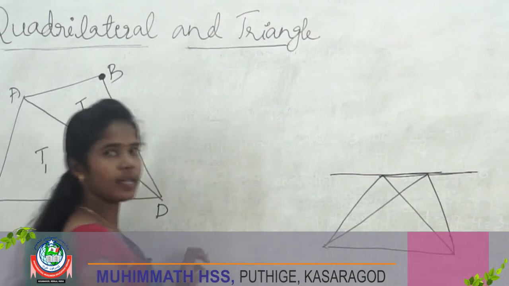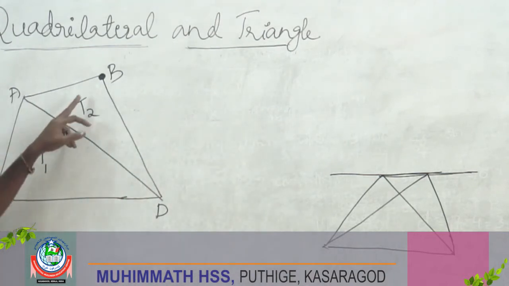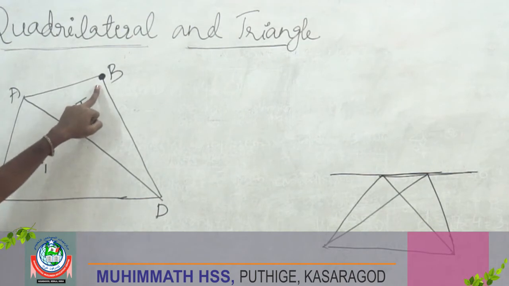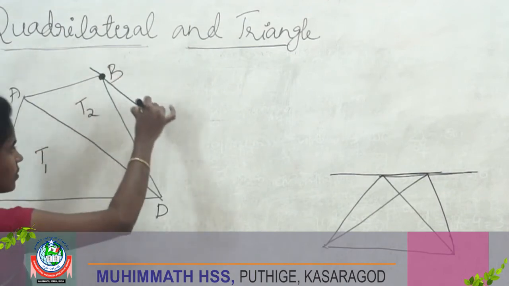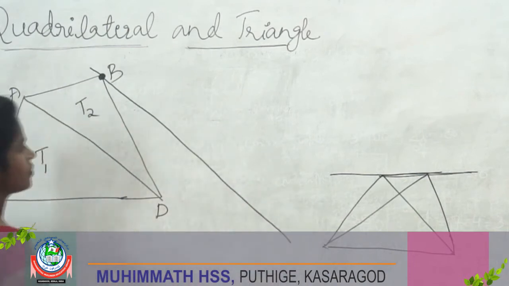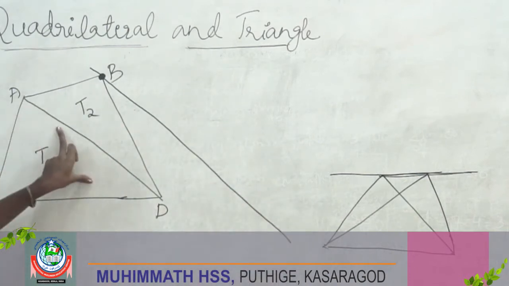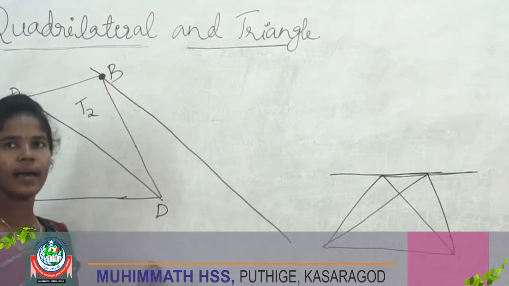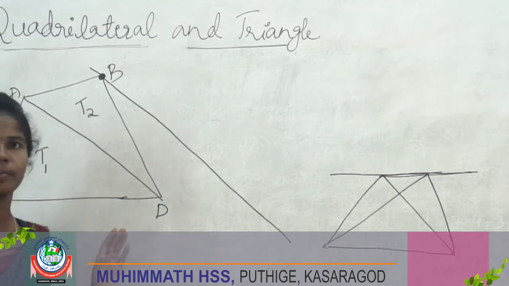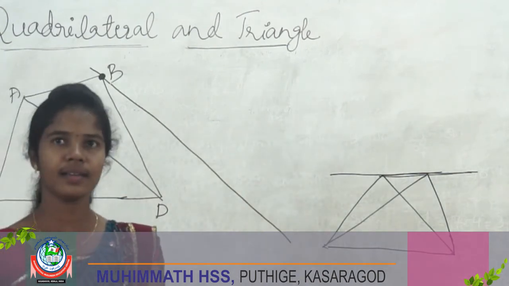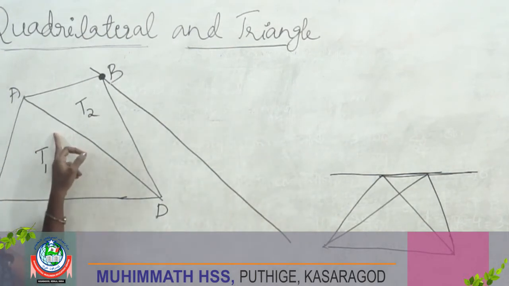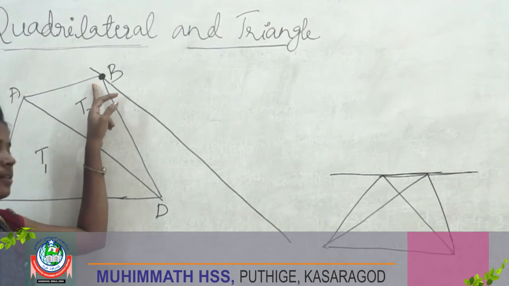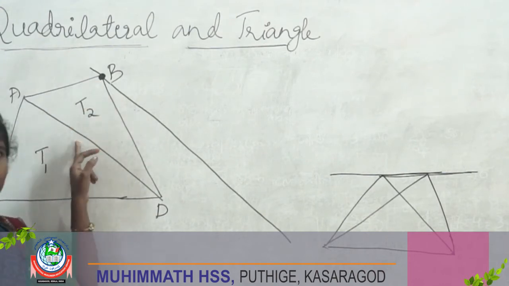So by using this principle, we have to draw a parallel line through the vertex B, which is parallel to AD. Now AD and this line are parallel lines. So first step is draw a quadrilateral. Second step, draw a diagonal. Then third step, draw a line through the fourth vertex of this quadrilateral, which is parallel to the diagonal.